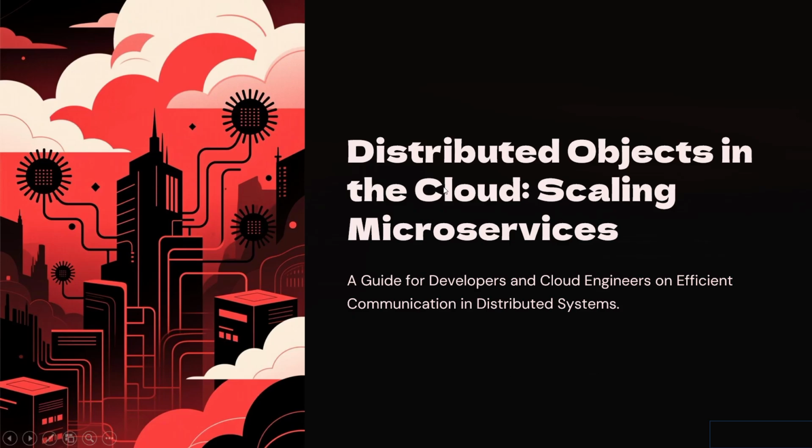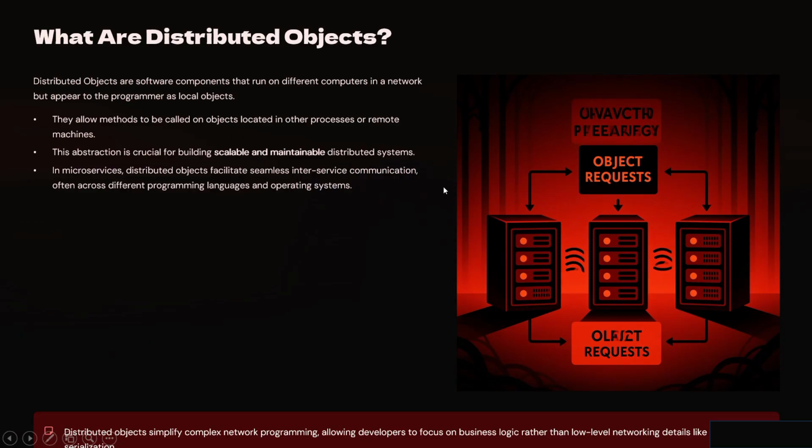So, what are distributed objects? Distributed objects are software components that run on different computers in the network but appear to the programmer as local objects. The first point is that they allow methods to be called on objects located in other processes or remote machines. The second is that this abstraction is crucial for building scalable and maintainable distributed systems. In microservices also, distributed objects facilitate seamless inter-service communication, often across different programming languages and operating systems.